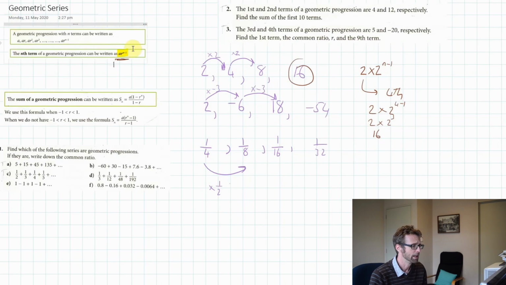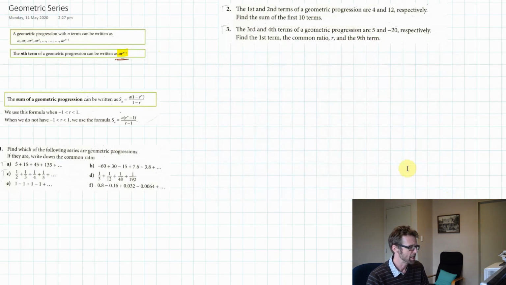We can also talk about the sum of a progression. Now that is given here. The sum of the first n terms is equal to a, the first term, times 1 minus r to the power of n, where r is the ratio between terms, all over 1 minus r. And you use that when you've got an r value between -1 and 1, but if you've got something that's greater than that, or less than -1, then you can use this. Okay. Right, that should be enough to get us started.